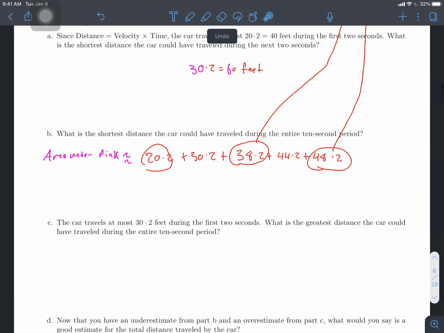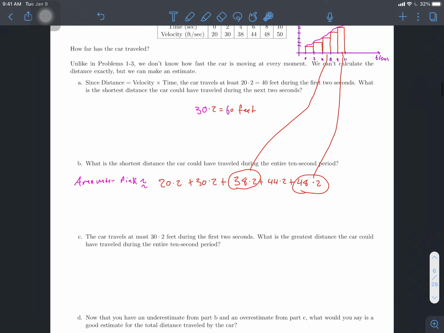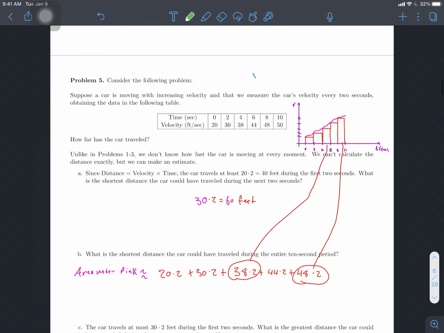Well, the greatest distance is going to be where we pick. Okay, I don't know why. Sometimes I just cannot move the screen.